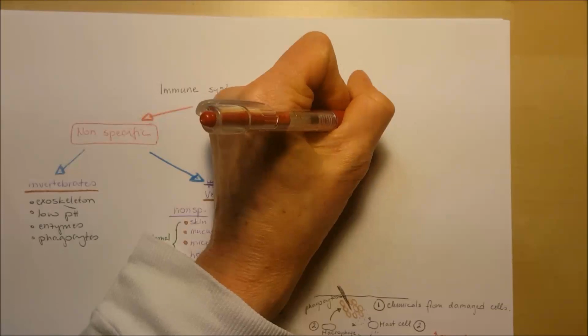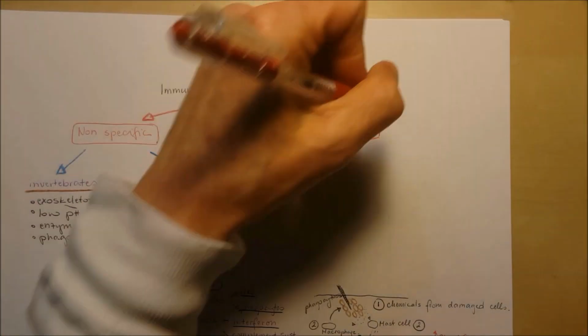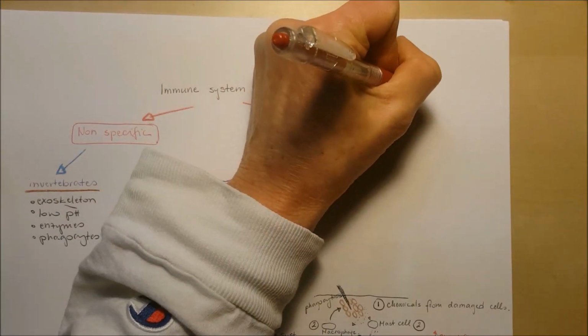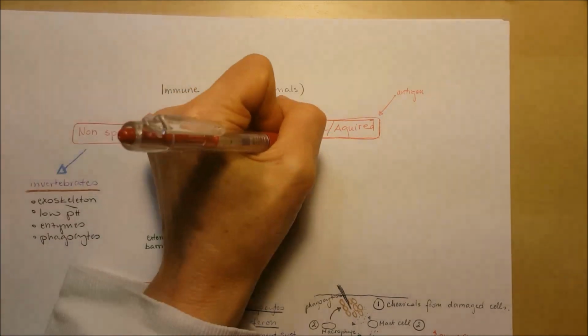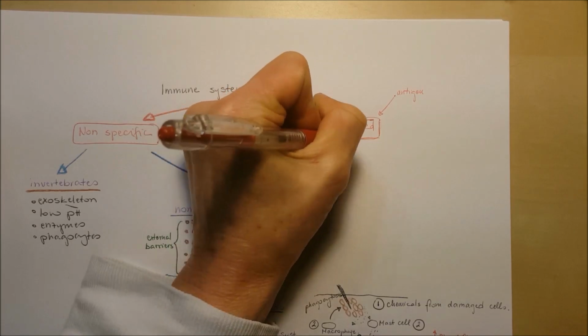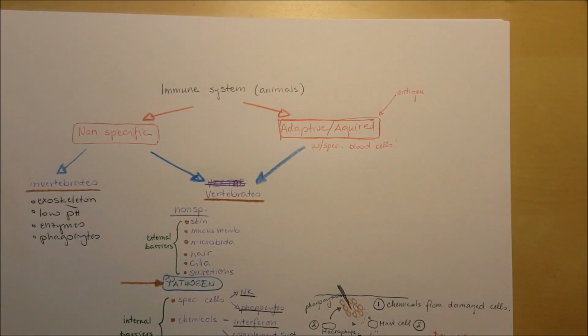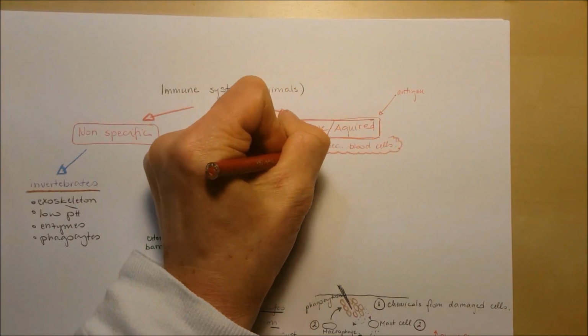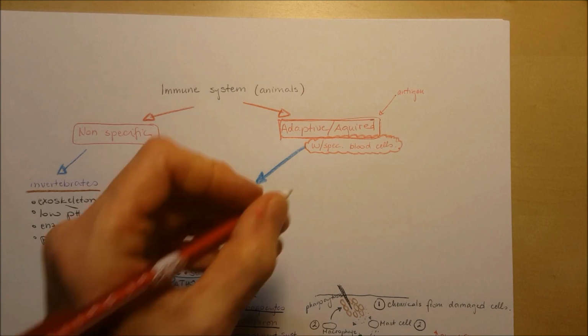So let's focus on vertebrates. They not only have a non-specific immune system, but they have a specific immune system. And the specific one, the adaptive acquired immunity, comes from when an antigen is induced to the body. Antigen comes from the words antibody generating.